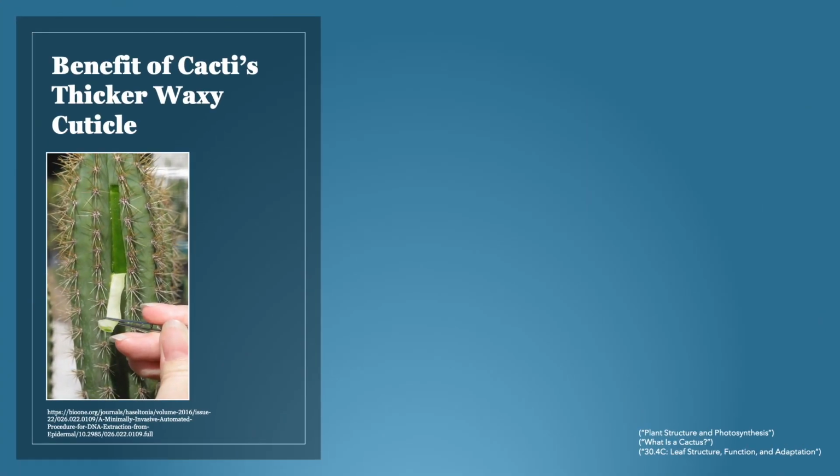Unlike cacti, plants' waxy cuticles are not as thick as cacti's waxy cuticles. Not having a thick waxy cuticle like cacti is okay for other plants, since those plants are adapted to living in damper locations and are not as prone to drying up and dying. So the benefit of cacti having a thicker waxy cuticle than plants is that it allows the water in cacti to not evaporate as easily, thus aiding its sustainability in hot and dry conditions that cacti often live in.